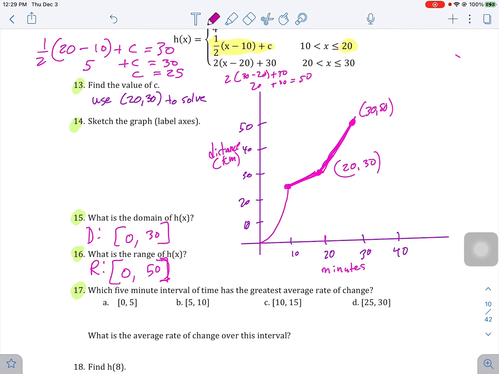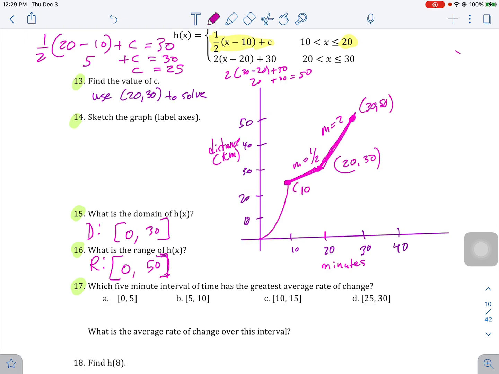And then which 5-minute interval has the greatest average rate of change? So if we look at the slopes, this one was 2, this one was 1/2. We know it's not going to be that middle one. Now the average rate of change here, we have a value at 10, 25, and we have a 0, 0, right? So the change in y is going to be represented as 25. The change in x is going to be 10. So this is actually going to be 2.5 as my average rate of change. So that's from 0 to 10.